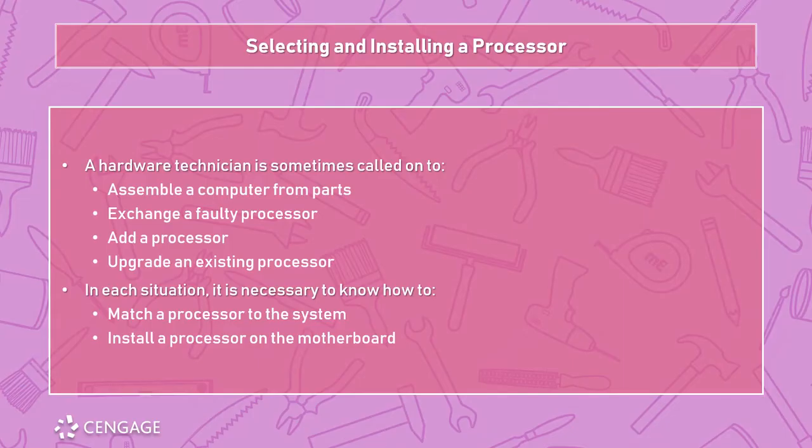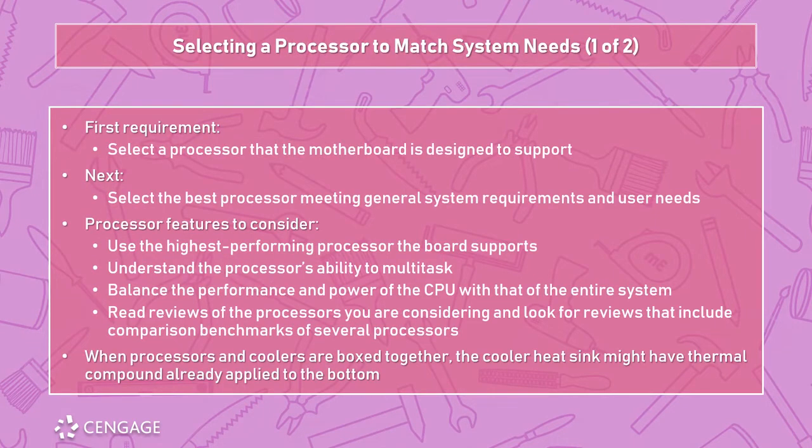Technicians are called upon to do all of these things, be able to set it up brand new out of the box, be able to fix something that's not working, add a processor to a multi-processor system, or upgrade something that's already there. It's important in this case to know how to match a processor to a system and to install a processor on the motherboard, the actual physical process as well as the planning. So let's make sure we have a processor that the motherboard is designed to support. Next, we need to make sure that we have a processor that meets general system requirements and user needs.